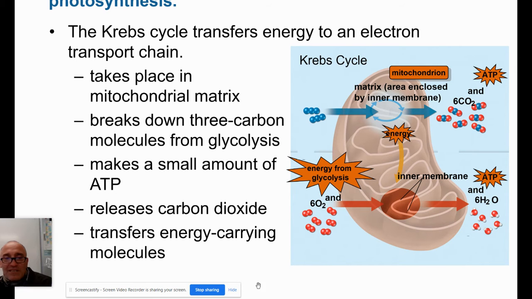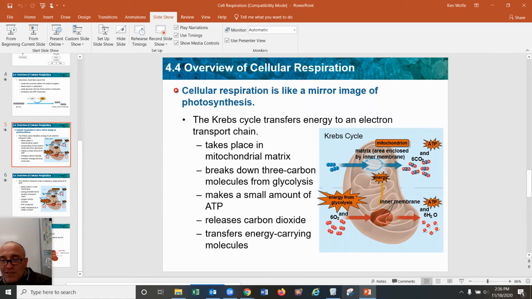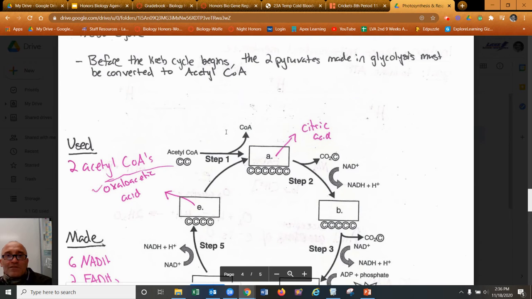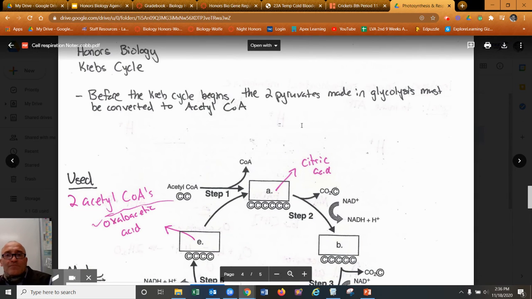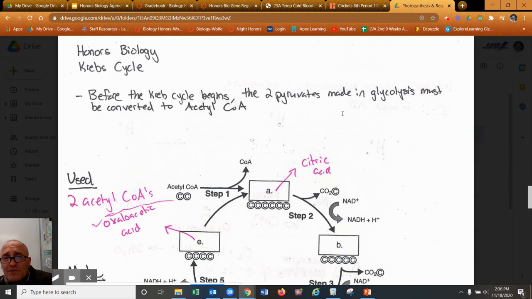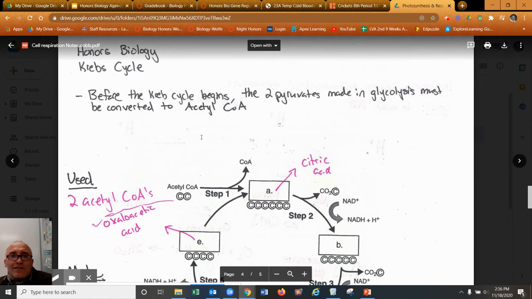Let me show you a little more about that. So this is what we went over in class that I don't think I went over with you yet. Some details about the Krebs cycle. So you can kind of just look at this to study it, or if you want to write it down.